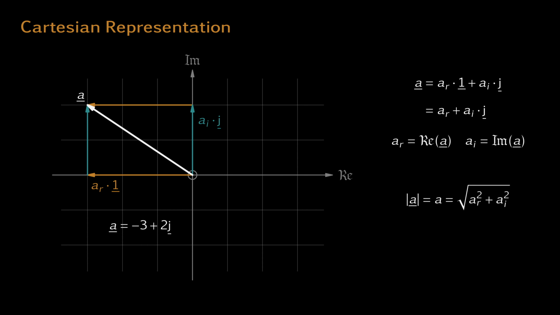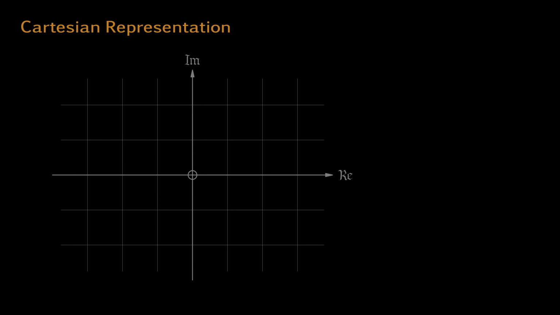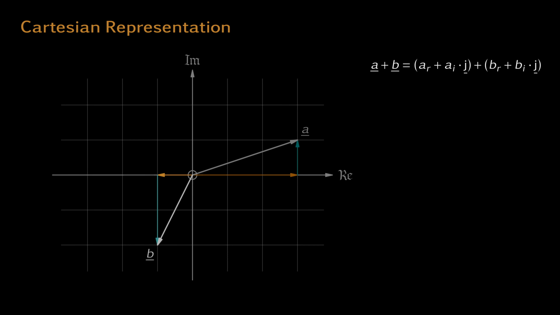The great advantage of the Cartesian representation is that we can now do calculations in a similar way as with terms in parentheses. Say, we want to add the complex numbers A and B, each being the sum of a real and an imaginary component. We parallel shift B to the head of A, and the components of B are shifted along with it. This gives our sum A plus B.